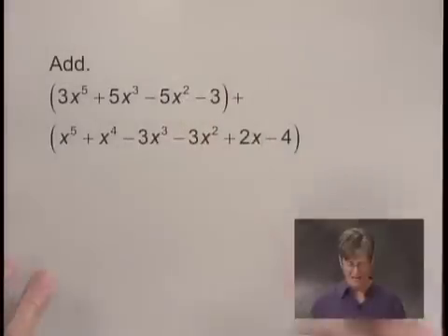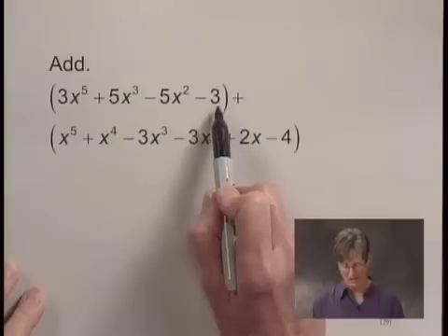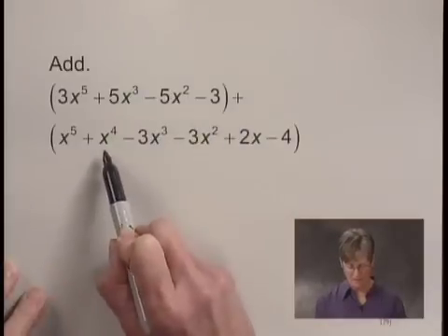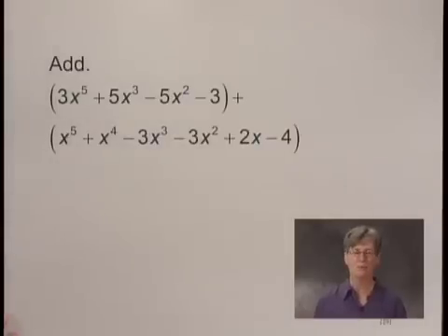In this exercise, we'll add two polynomials. We're adding 3x to the fifth plus 5x cubed minus 5x squared minus 3, and x to the fifth plus x to the fourth minus 3x cubed minus 3x squared plus 2x minus 4. Now, doing this addition is essentially just collecting the like terms.